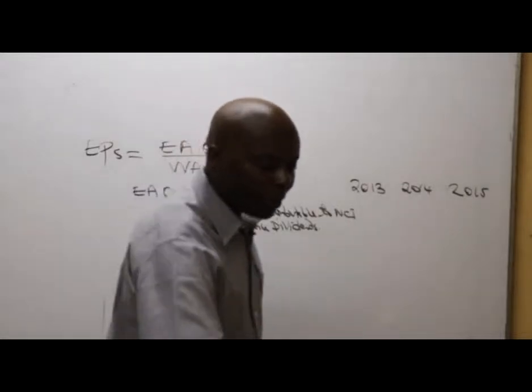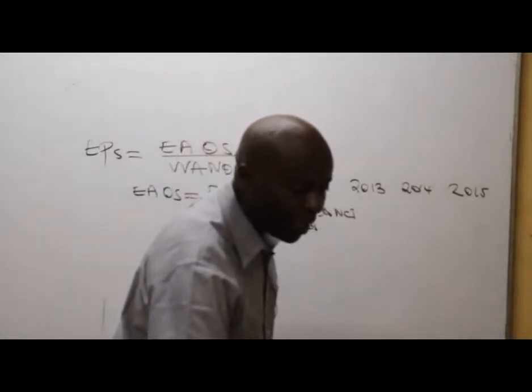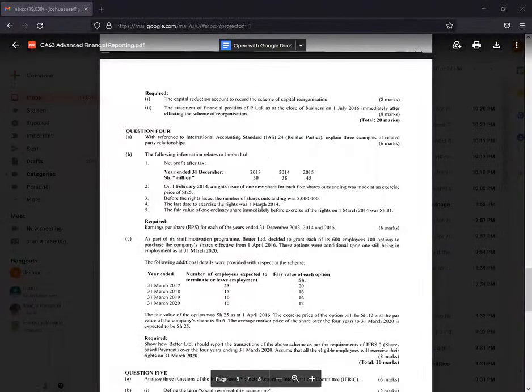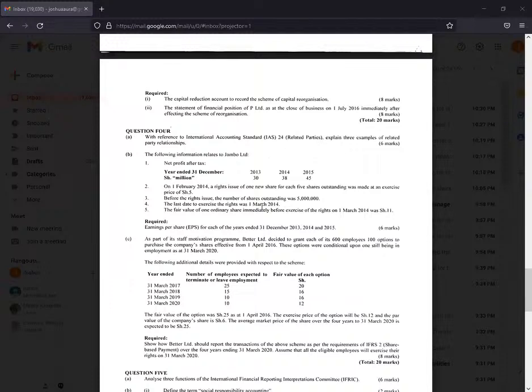So ladies and gentlemen, let me project my question here. We are told the reportable net profit after tax: 2013 is 30, 2014 is 38, and lastly 2015 is 45. Now, does this question make any mention of profit attributable to non-controlling interest? Do we have non-controlling interest really here?